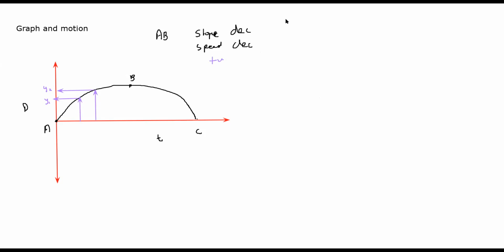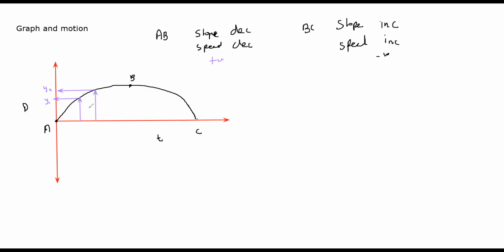But from B to C, what happened to the slope? Increasing, decreasing, constant, or zero? So slope is increasing, as we discussed already. So if slope is increasing, it means the speed should also increase. And what about the value, positive or negative? So it will be a negative value.